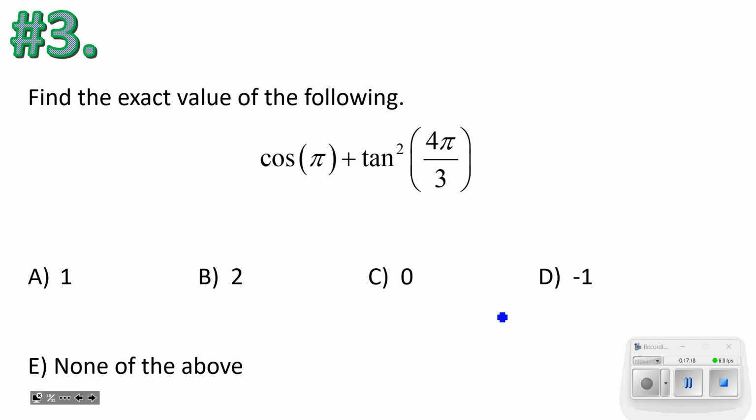Number three, the answer is going to be B, 2, and that is because cosine of pi is -1, and then tangent squared, well, tangent there is √3, and when you square it, it's 3. -1 plus 3 gets you 2.